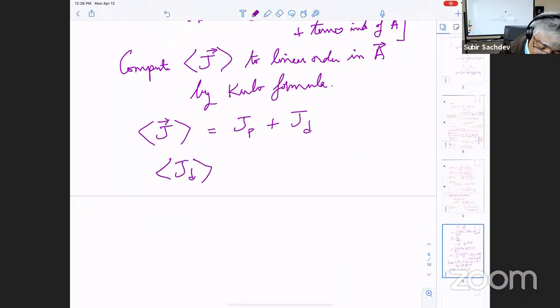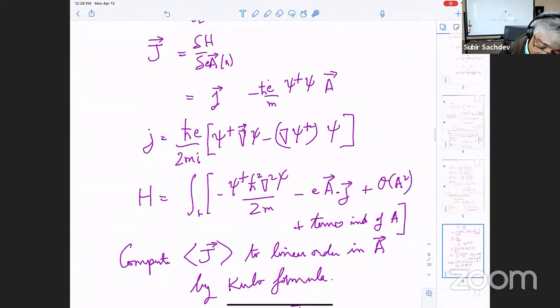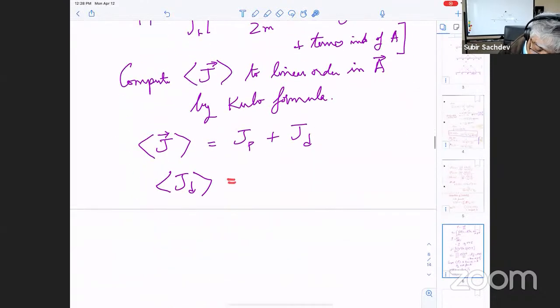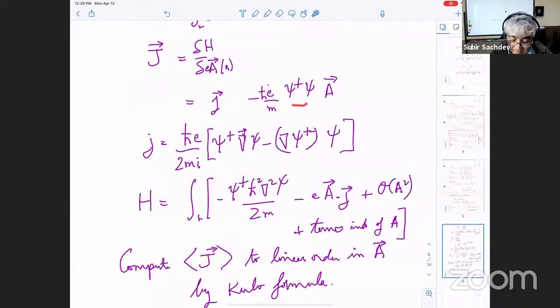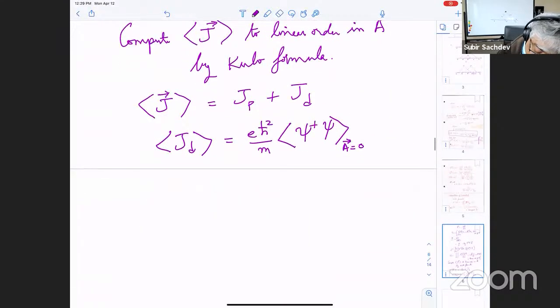Well, J diamagnetic is just this term over here that appears in the definition of the current. So that turns out to be e squared over m, I don't know what the factors of h bar are, yeah, I think that's correct, times the expectation value of psi dagger psi evaluated in the zeroth order Hamiltonian. Okay, so that's just this trivial term over here. But there's also a term over here. And to evaluate this, I have to consider the response to what's in the Hamiltonian to first order in A. The Hamiltonian to first order in A is A dot j. Okay, so therefore you conclude that it's times A here.